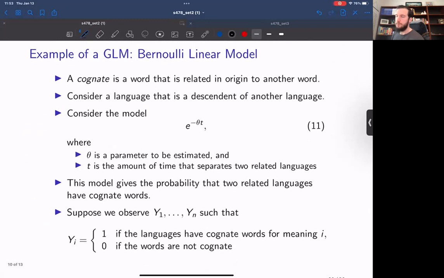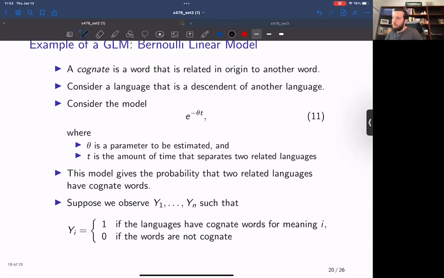Okay, second illustration. Now we're going to look at a situation where we can model something as a binomial, or in this case as a Bernoulli, but that's a special case of a binomial. First off, just to set up the explanation, a cognate is defined as a word that is related in origin to another word. So this would come into play, for example, if you have one language that's a descendant of another language, and then there are similar words that are related across those two languages.